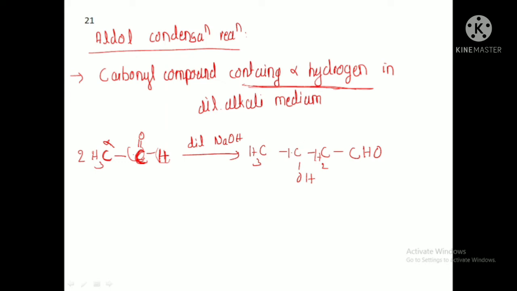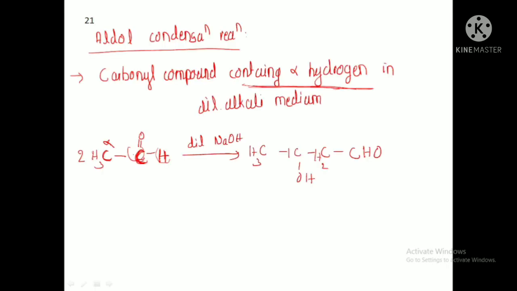Yeah, here it comes. CH3, CHOH, CH2, CHO. This is a reaction. It forms beta hydroxy alcohol. Both aldehydes and ketones containing alpha hydrogen atom will give this type of product.